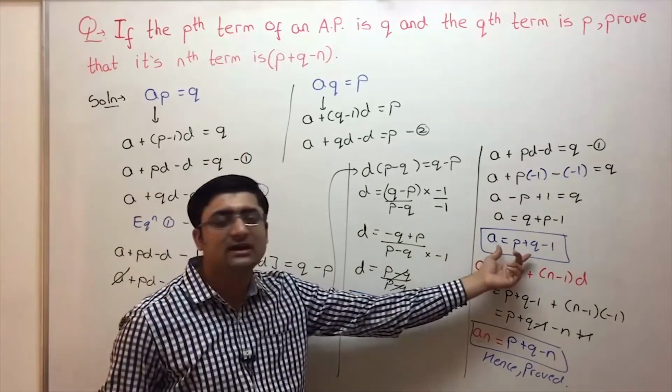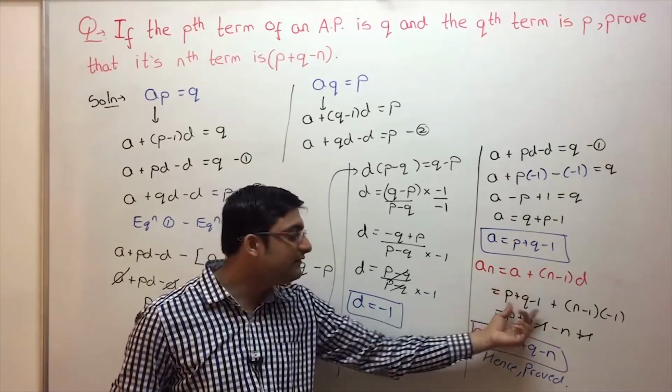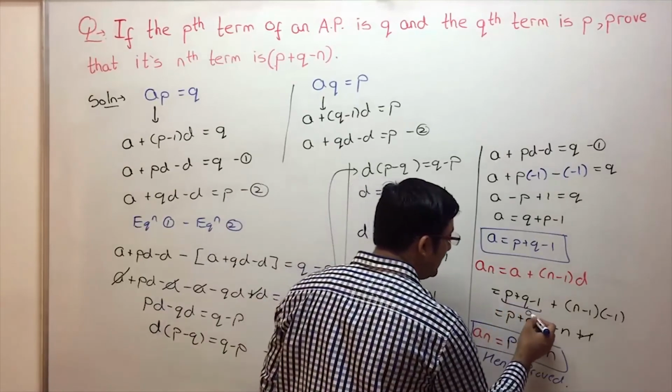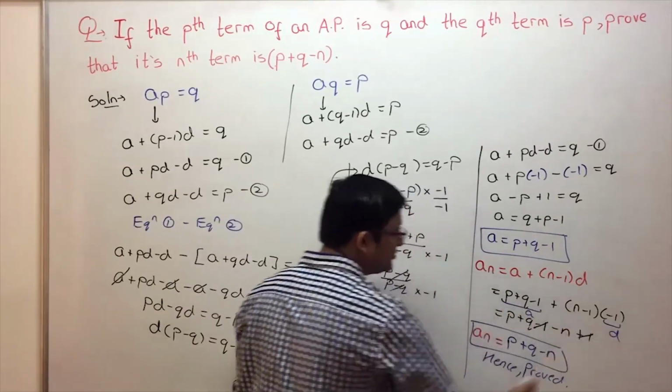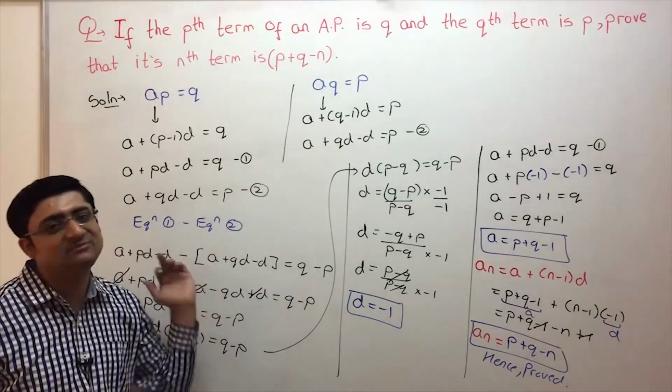D is minus 1. A is this. Now the nth term we have to find. Write down the formula for the nth term. Plug in the values of A and D. This over here is A and this over here is D. Solve, and you'll get your required answer. So this is how you solve such types of questions.